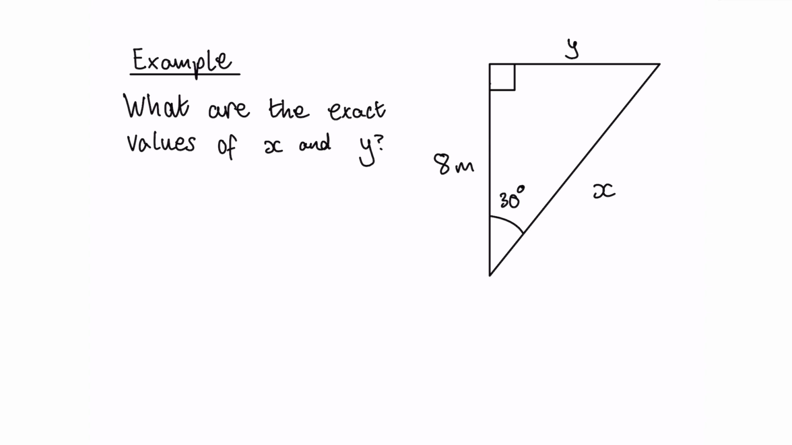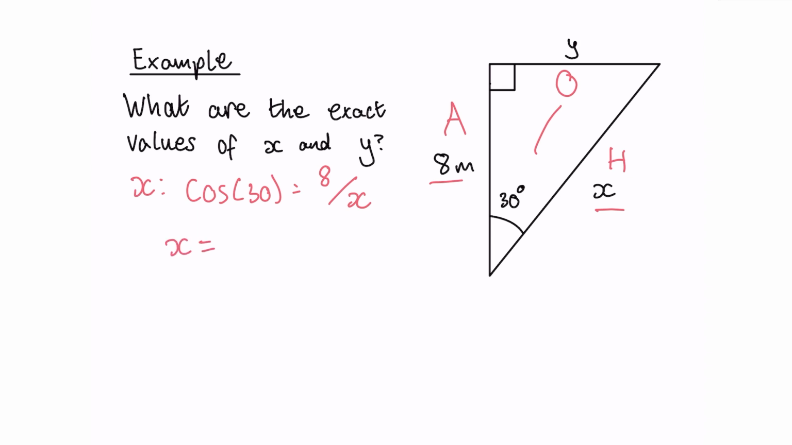Okay, so let's go through some examples. What are the exact values of x and y? Okay, so we have an angle. I'm going to label it. This is the hypotenuse. This is the opposite. This is the adjacent. So to find x, this concerns a and h, so use cos. Cos 30 is equal to, adjacent is 8, the hypotenuse is x. This means that x is equal to 8 divided by cos 30.